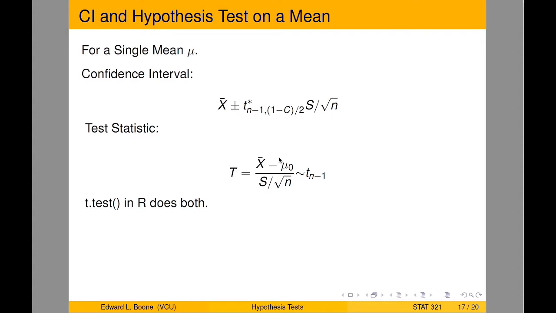Welcome to the R video tutorial on confidence interval and hypothesis test on the mean. This time we're going to use t.test.